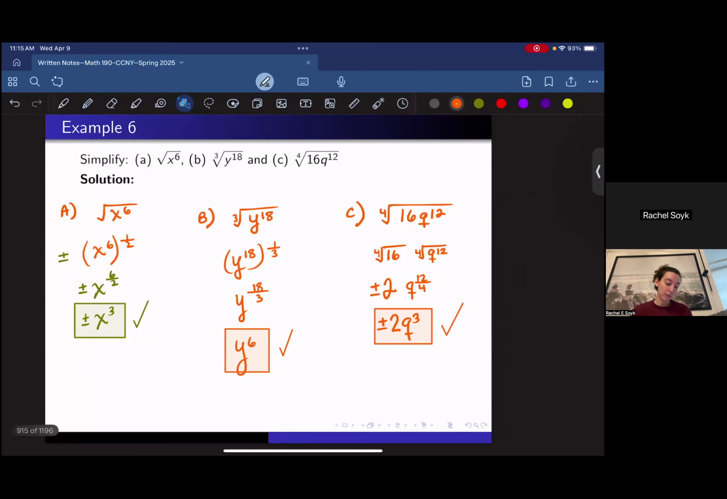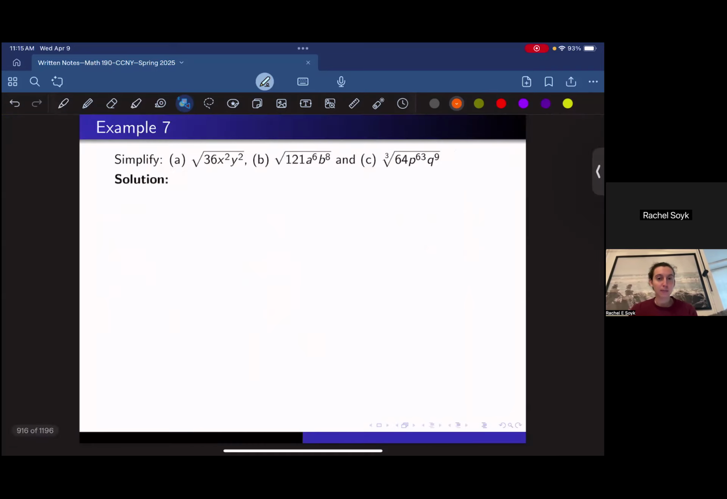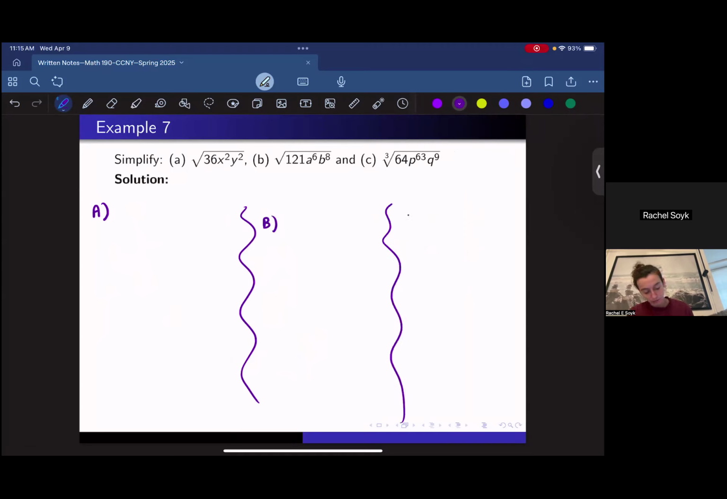It will get a little bit more complex. What if we're dealing with 2 variables? Procedure is the same, we just have more terms or more variables to deal with. First one, square root, even index. We can think about these separately. What's the square root of 36? What's the square root of x squared? And what's the square root of y squared?